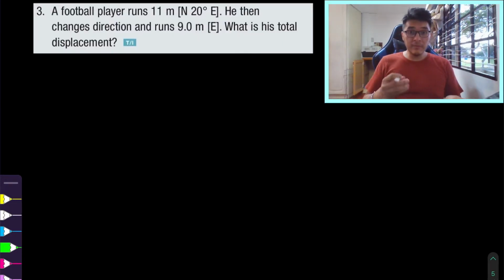Alright, so now we have another question. A football player runs 11 meters north, 20 degrees east. He then changes direction and then runs 9 meters east. What is his total displacement?